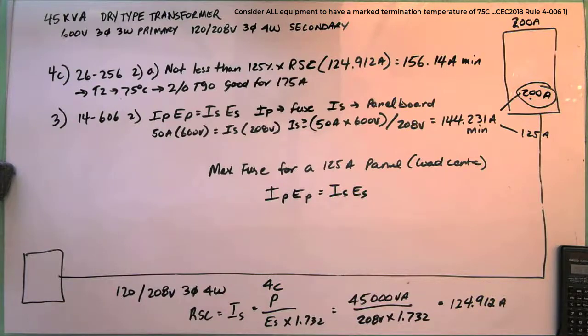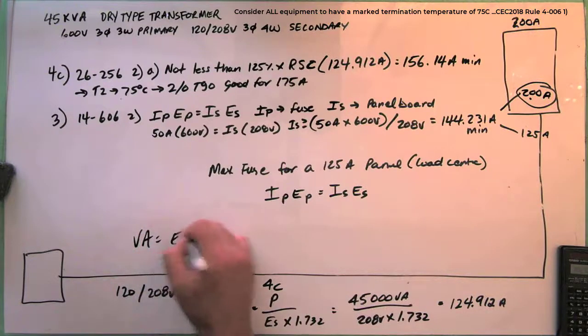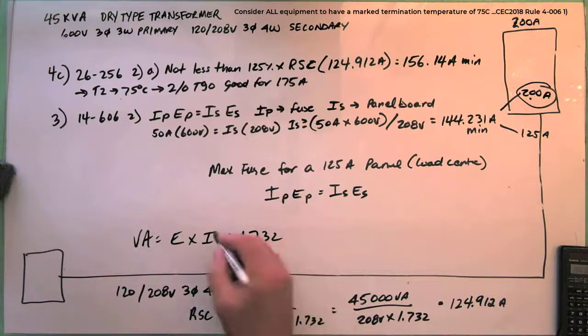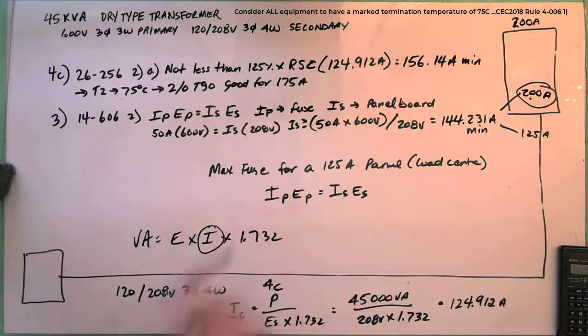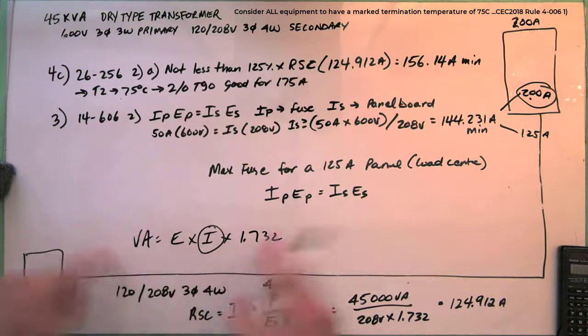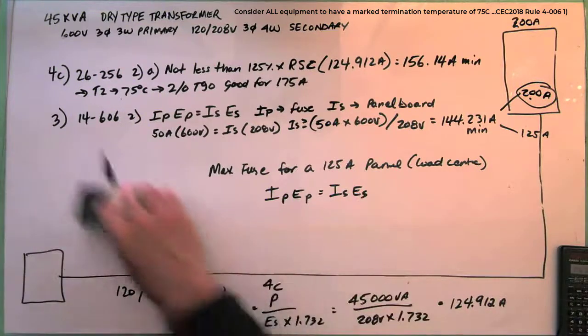That's what you guys were working on in theory. If you could just use the VA and transpose to get the current. If you had VA equals E times I times 1.732, and you want to find this, and maybe that's in the primary, transpose it, get these two to come down, VA over E times 1.732. That's exactly what we're doing here. Stuff that you did in theory, we're doing in code.